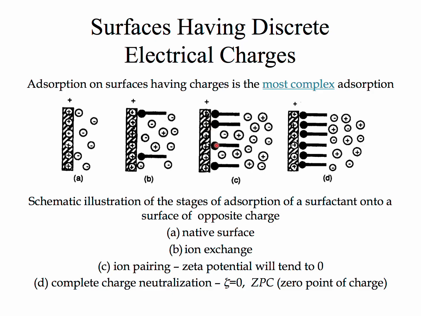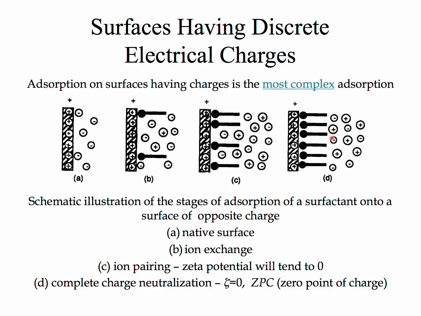Okay, so as a result, the zeta potential decreases and tends towards zero. And finally, in stage D here, we reach complete charge neutralization. The surface charge is fully balanced by the adsorbed surfactant molecules. So at this point, the zeta potential is zero, which is also known as the zero point of charge, or ZPC. Okay, ZPC is when the zeta potential becomes zero.